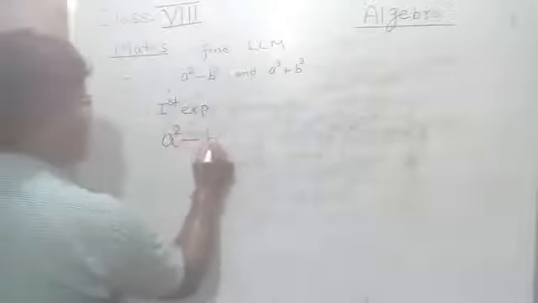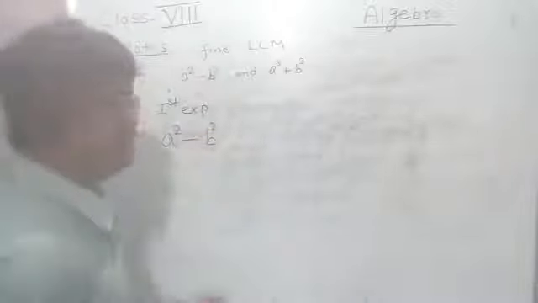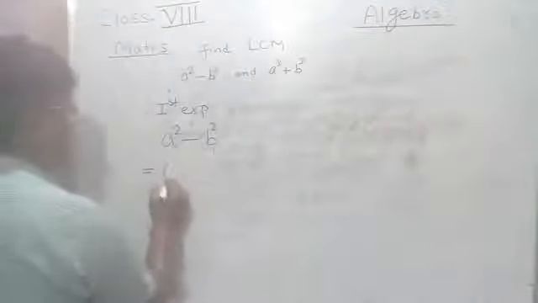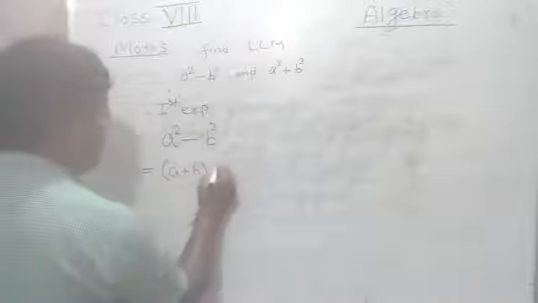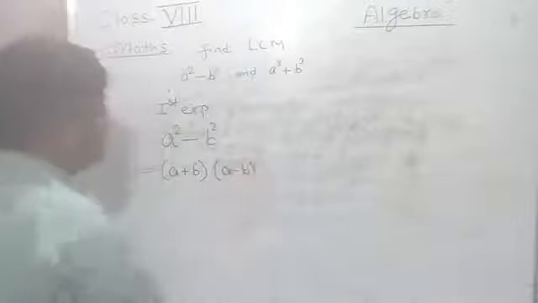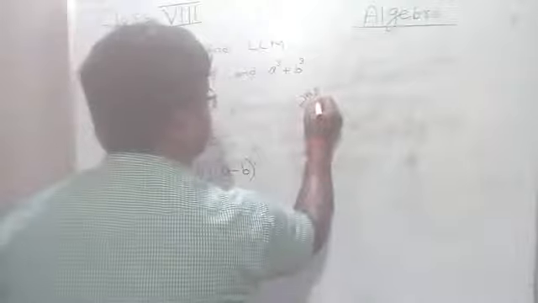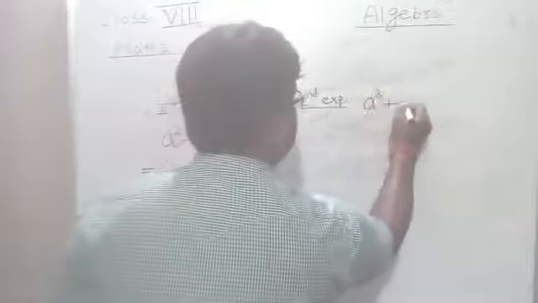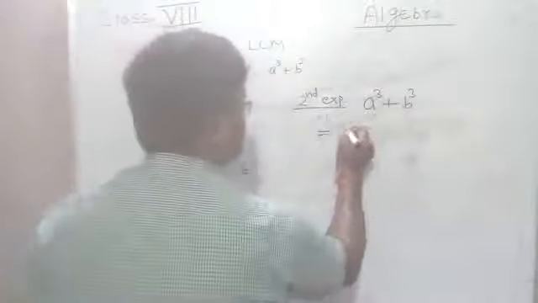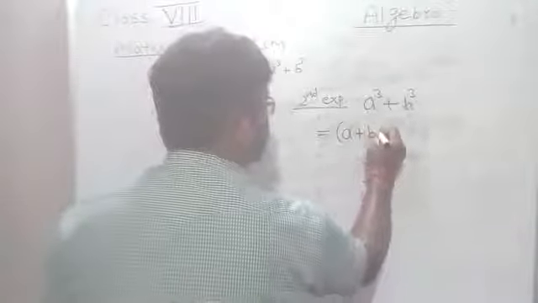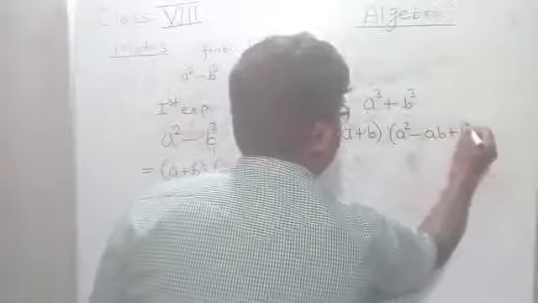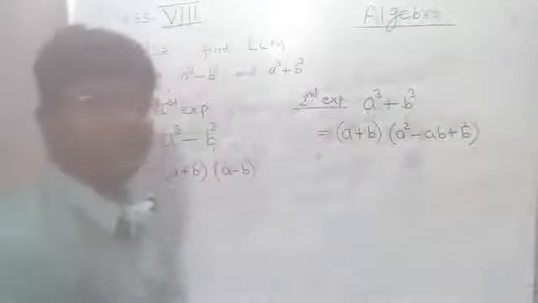a square minus b square. I think I have given you the formulas for this. So what is the formula for a square minus b square? That is a plus b, a minus b. Similarly, your second expression is a cube plus b cube. In this case, what is the formula? That is a plus b, a square minus ab plus b square. This question is directly on the formula.